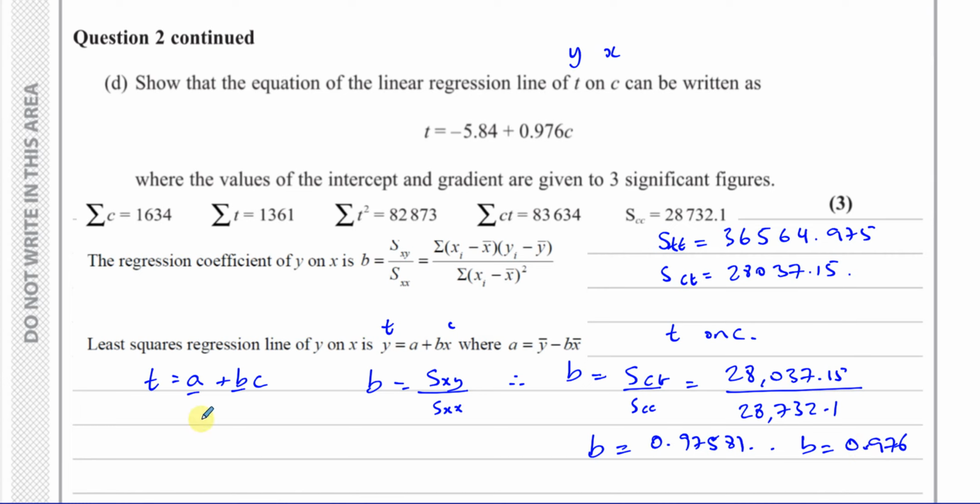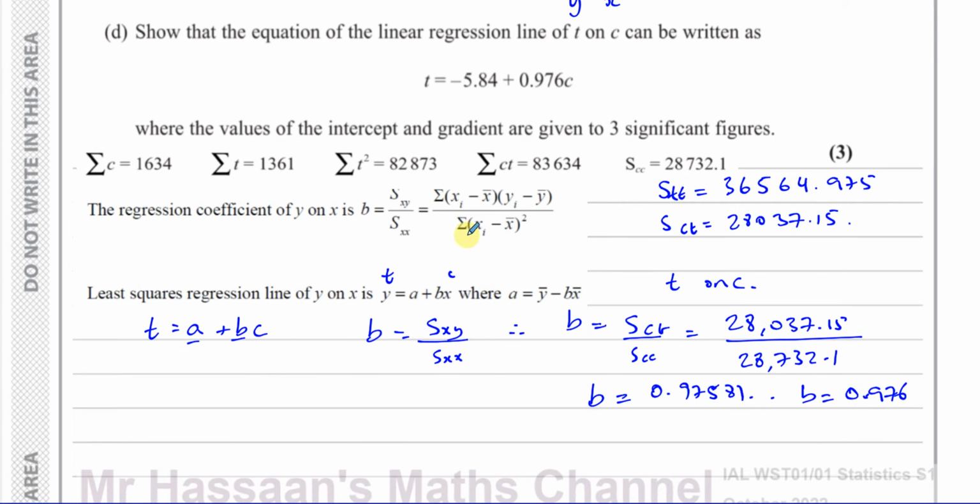Okay, that's good. And now we've got to find what a is. We can see from the formula book that the regression coefficient of y on x is b equals Sxy over Sxx, and the regression line of y on x is given by this, where a equals the mean of y minus b times the mean of x. So in our context, our y is T. So it's the mean of T minus b times the mean of C. The mean of T is the sum of the T values divided by the number of entries, which we said was 40 films.